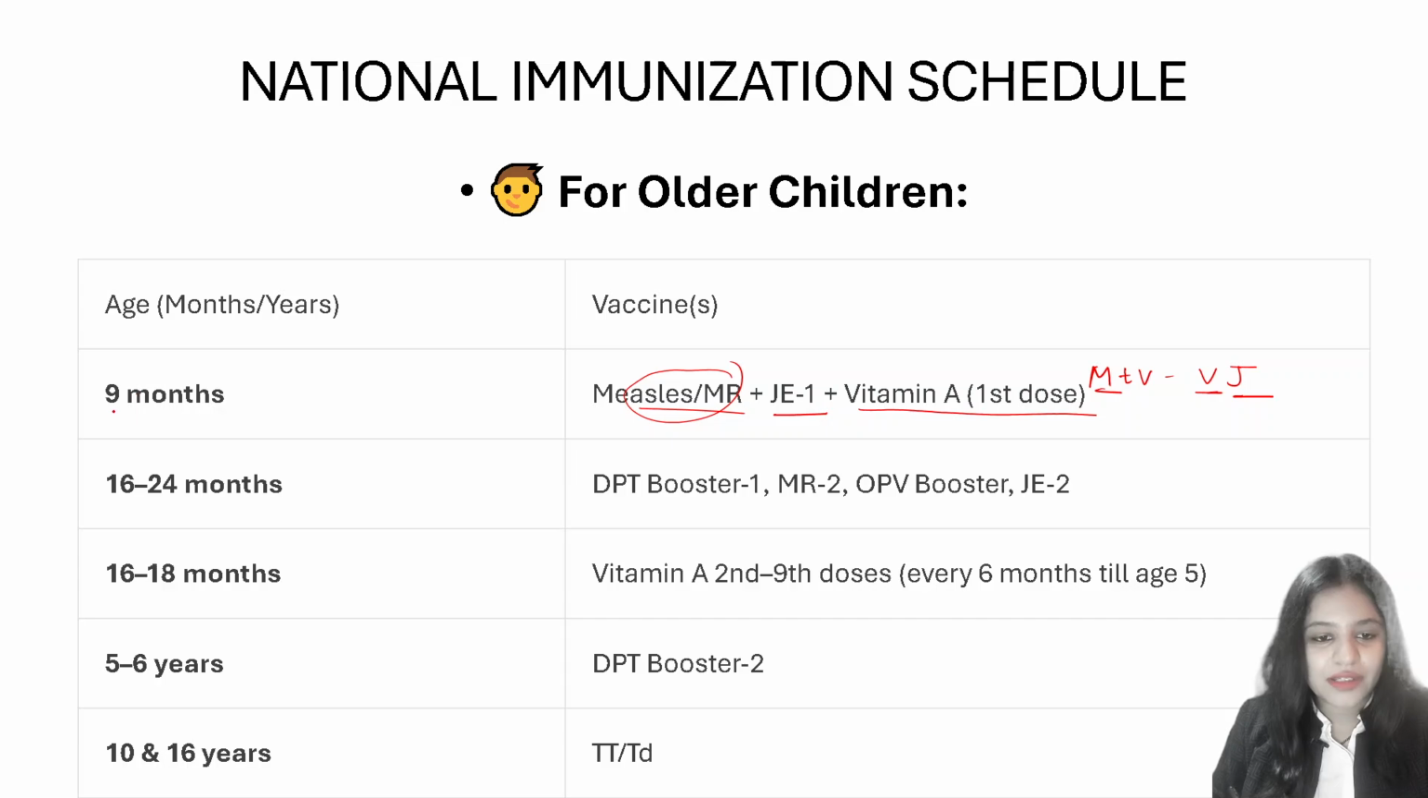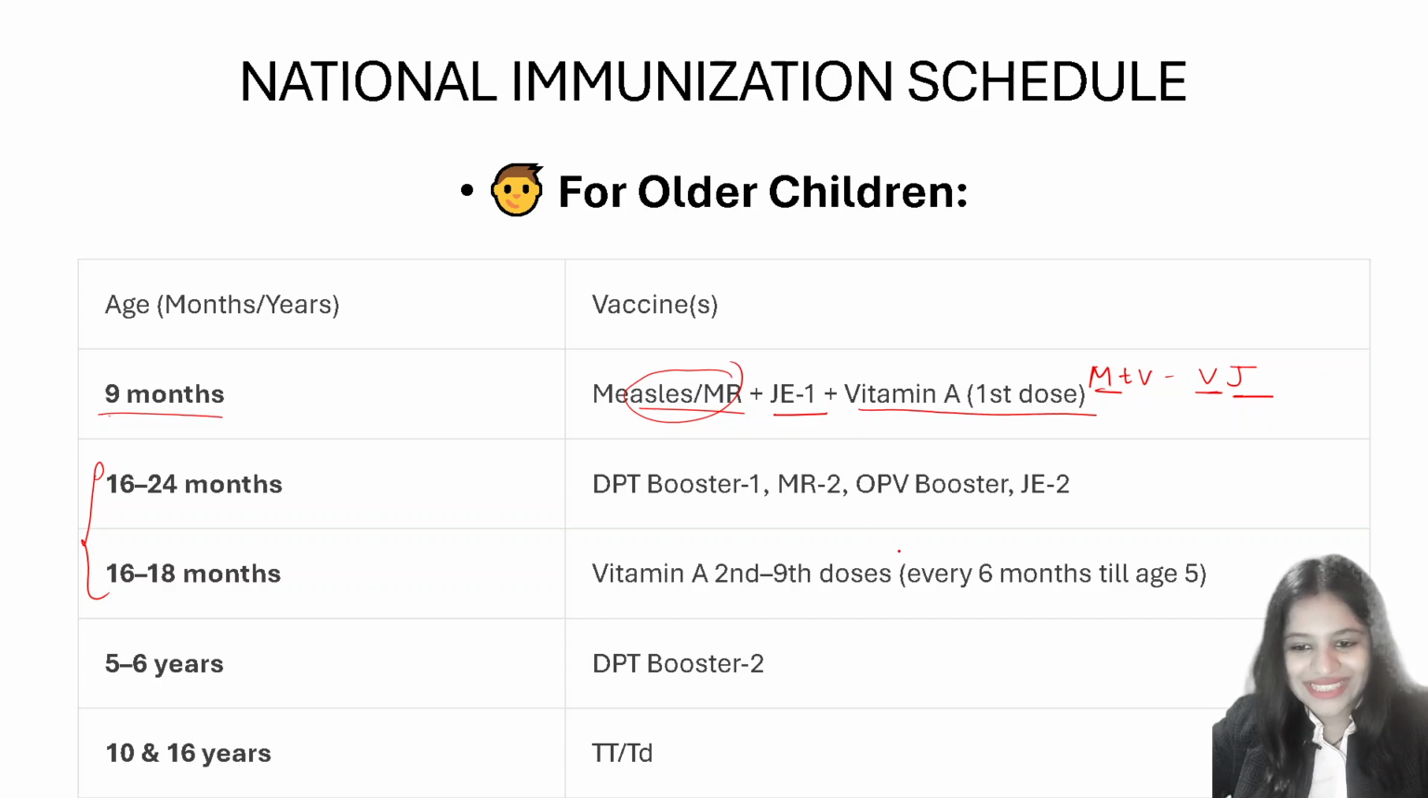Now, the problematic things to remember are only till 9 months. After that, it's quite easy. You can combine these two, 16 to 24 months. Most of the booster doses here are from the first doses at 9 months, like your measles and rubella second, Japanese encephalitis 2 and vitamin A second dose. We are giving the booster dose at 16 to 24 months, right? Also, one thing about Japanese encephalitis, it is given only in selected states.